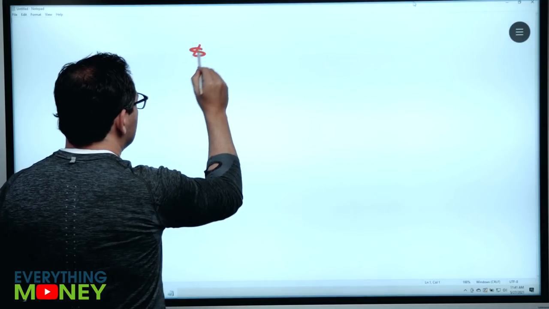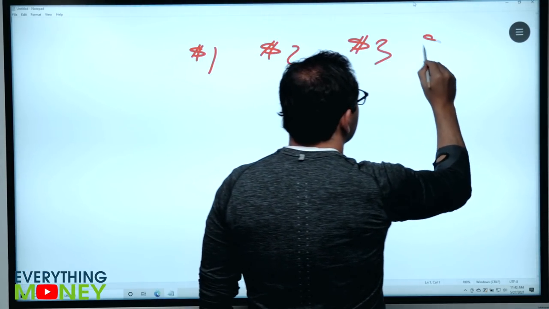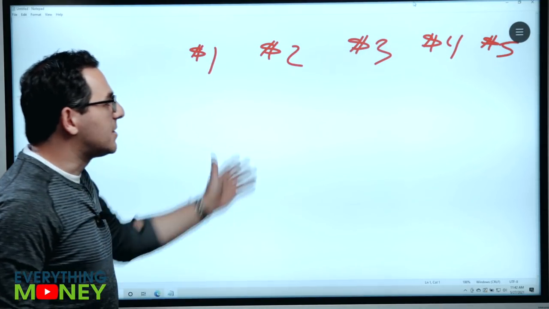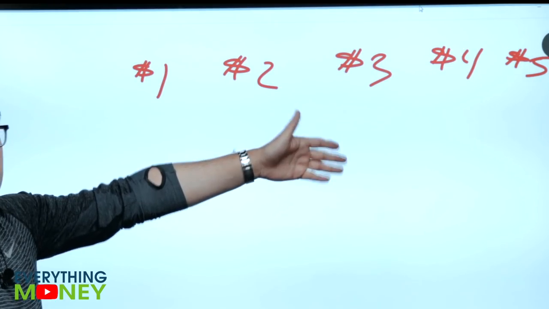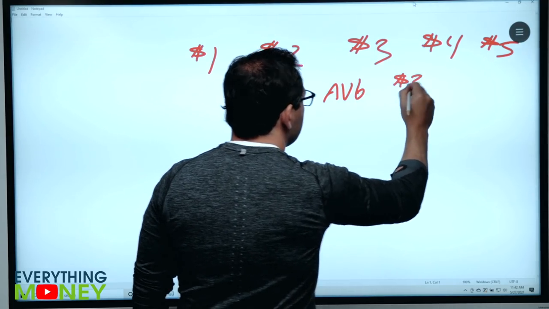Let's say you have a company that's generating $1, then $2, then $3, then $4, then $5 of free cash flow, okay? What's the average here going to be? Three. $3. The average is three. So we do this a lot. Our pillar number seven is the average free cash flow over the past 5 years. We come up with this number, which is three in this case.